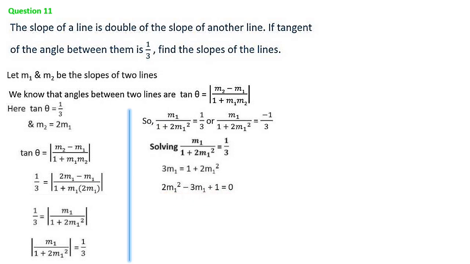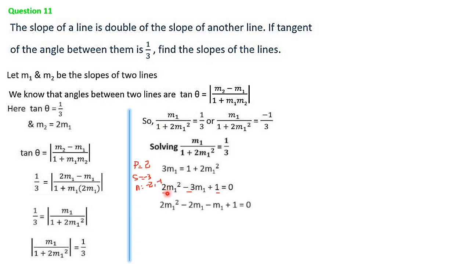By splitting the middle term, we have to take the product and sum. The product here is 2 into 1, which is 2, and the sum is minus 3. So the numbers are minus 2 and minus 1, because if you add minus 2 and minus 1, minus 3 comes. Minus 2 into minus 1, if you multiply, is 2, since minus into minus is plus.